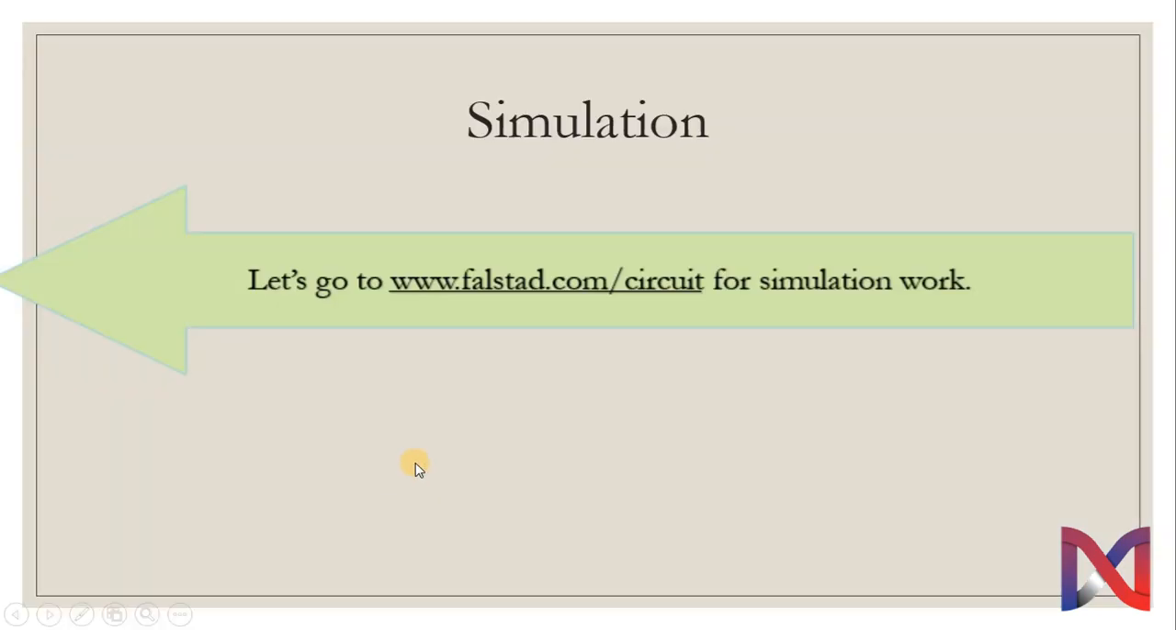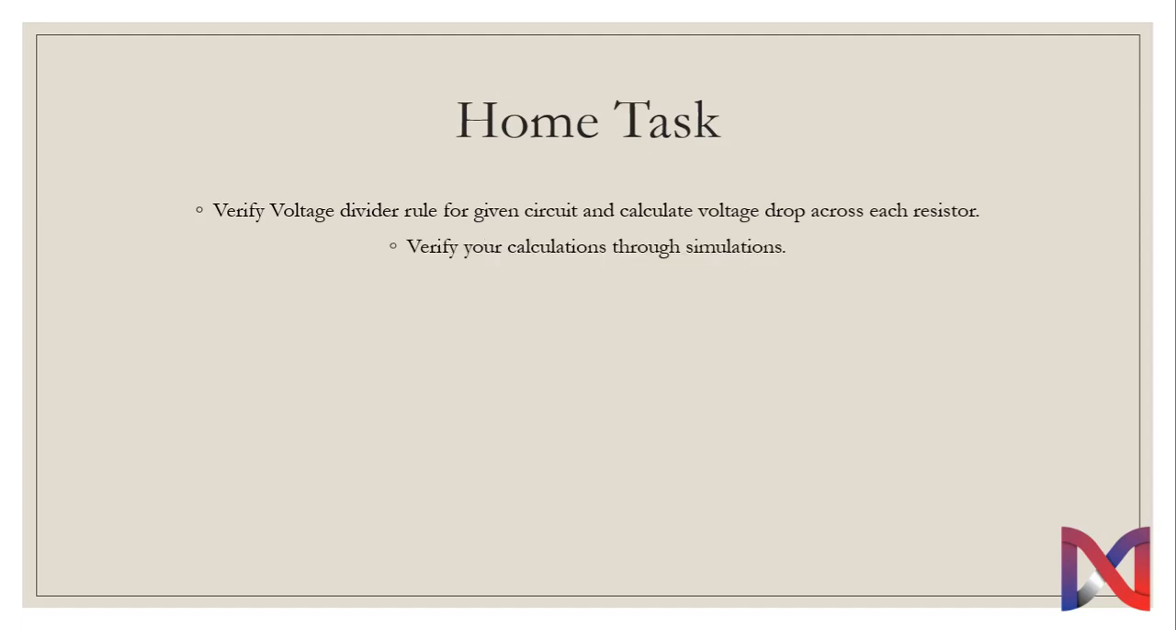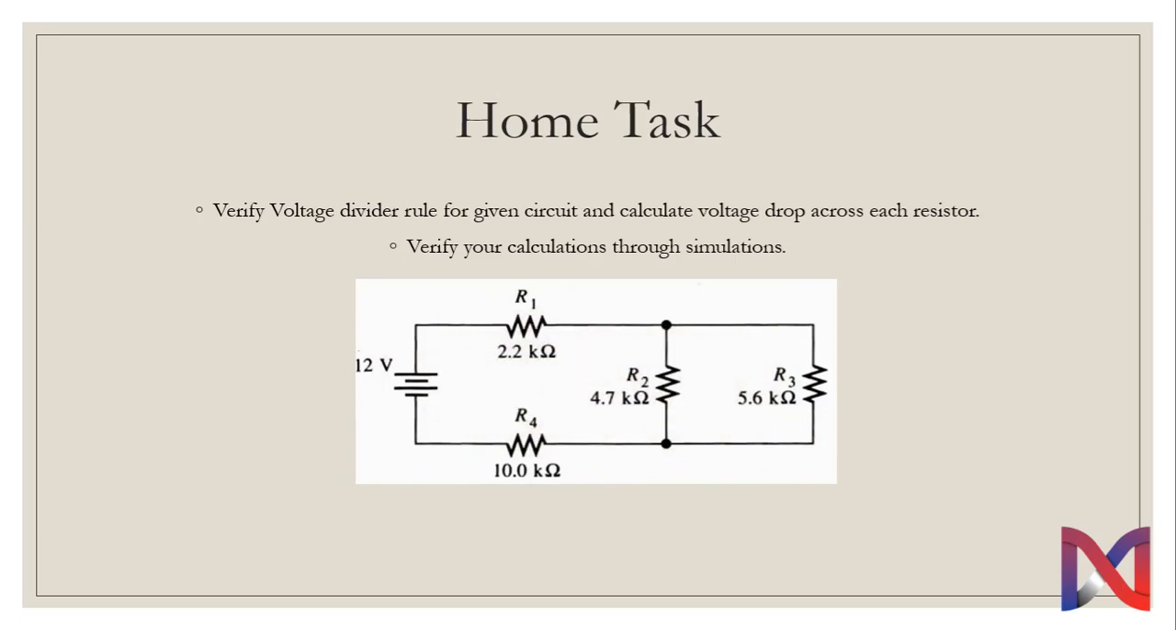Now that you are done with simulation and calculation, it's time for your home task. Here we go. You have to verify the voltage divider rule for the given circuit and calculate voltage drops across each resistor. You have to verify your calculation through simulations. This is the circuit for which you need to verify the voltage divider rule. We have a 12 volts source here, and 4 resistors are connected in a complex combination. First you have to find its R equivalent and then follow the procedure for the voltage divider rule.